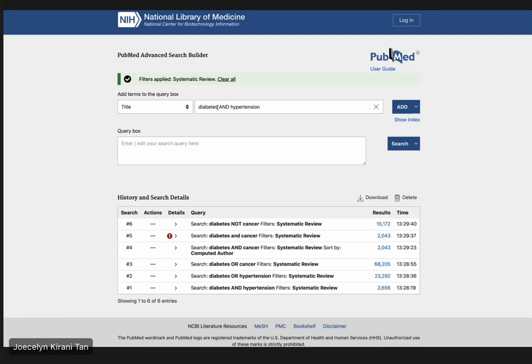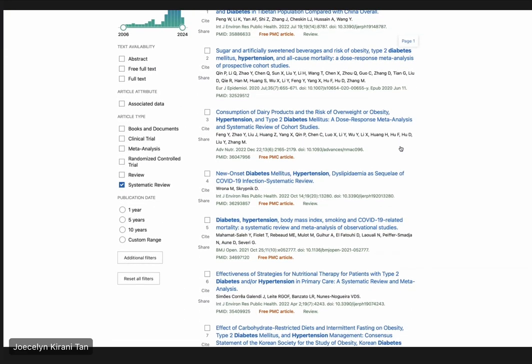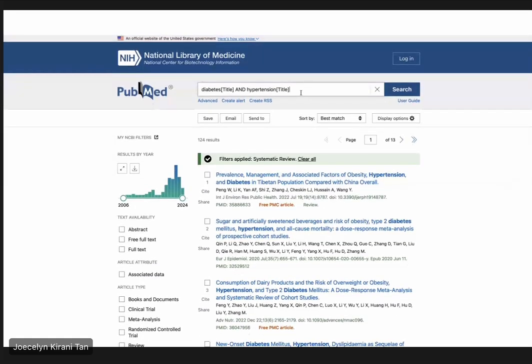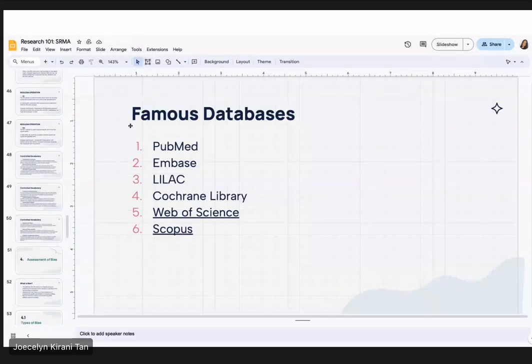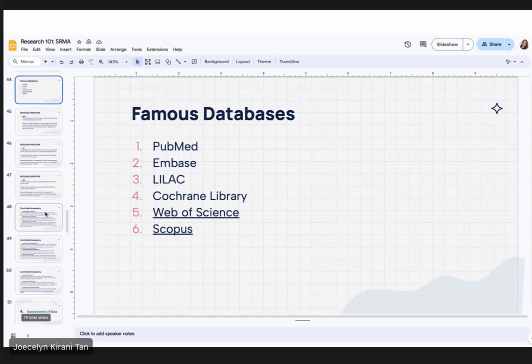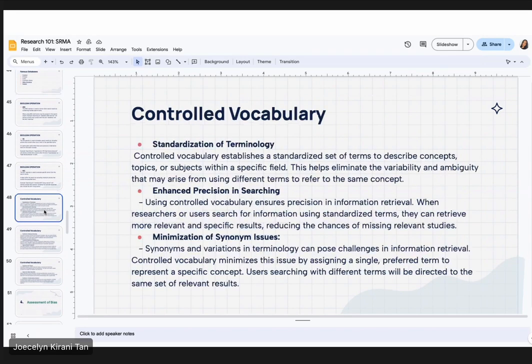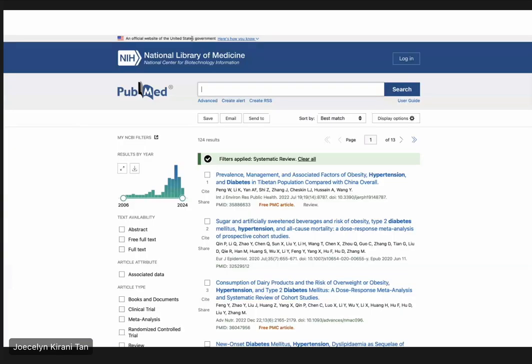But if, let's say, it has diabetes in the title and hypertension in the abstract and not the title, then it will not come up. So that's what it looks like. You just click add there, and then it'll come up in your query box. Just press search, and that is your result. This is a more specific way of searching, but I think most people don't really use that, but you can use that function if you'd like. This is just to show you guys the variability of what you can do.